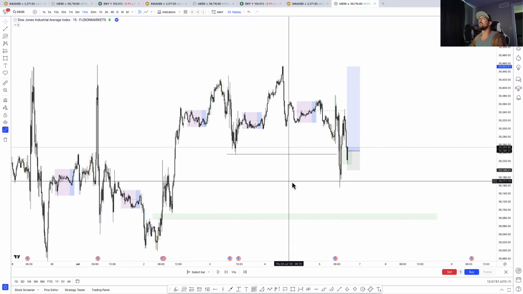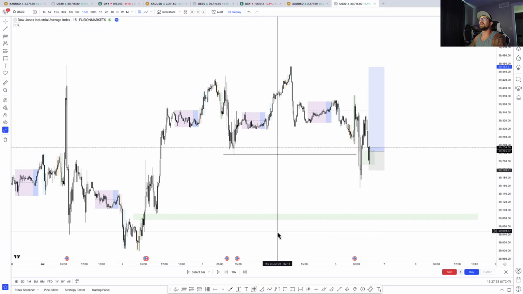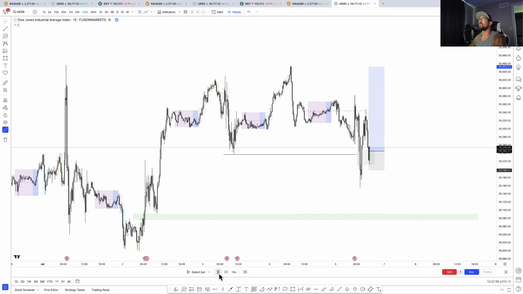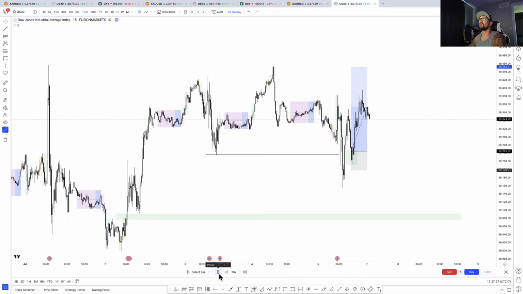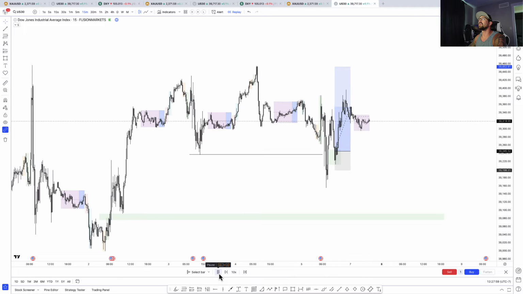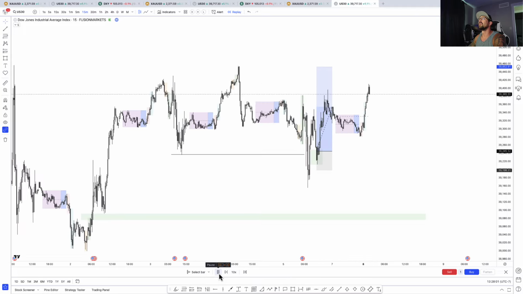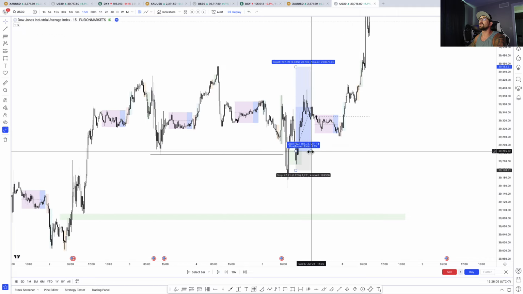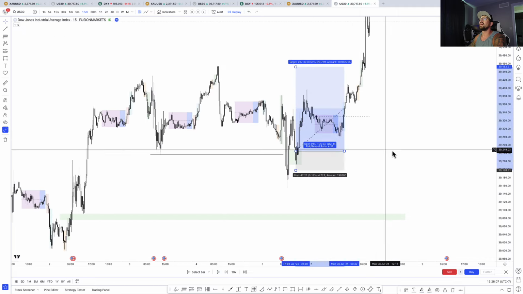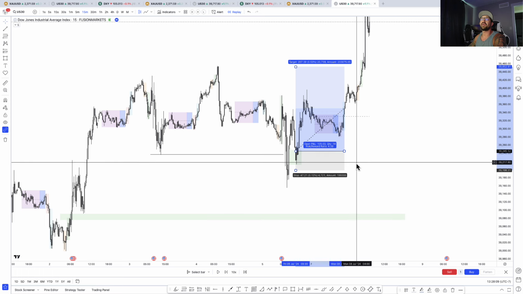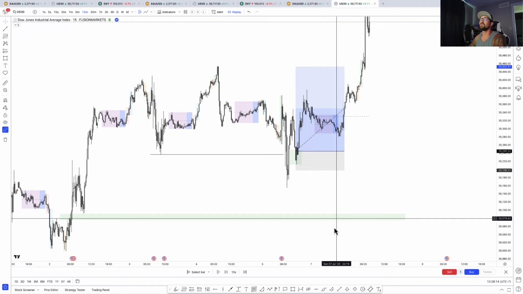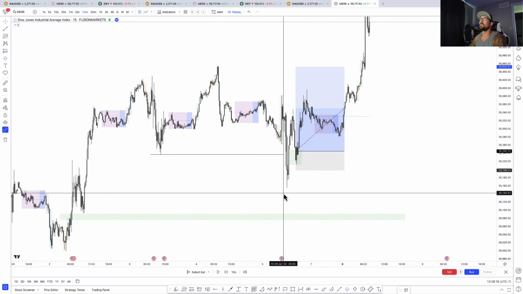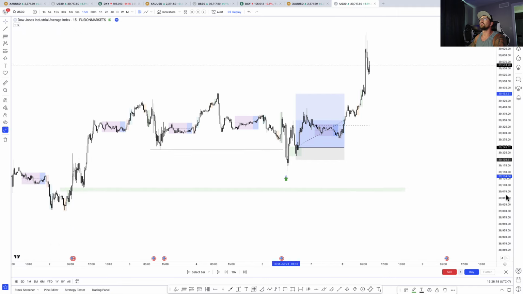So this one in particular did take a little bit to hit. I held it over the weekend. It did eventually land, but Monday didn't even give me an entry. Price just kind of ran. So this was the trade. Again, very systematic. We trade away from our liquidity sweep, and we want to be going in the direction of our ranges.